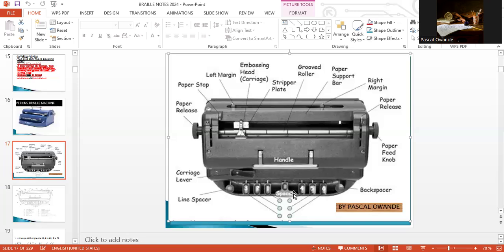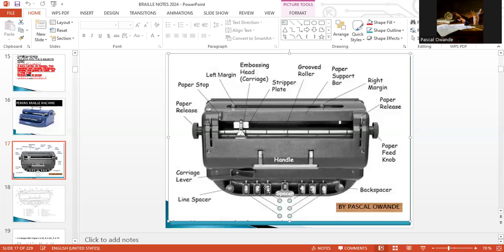And then we have the Braille keys. We have the first one on the left, called the line spacer. You have been embossing on the first line, and now you want to move to the second line, you press the line spacer once so that you can get to the next line.